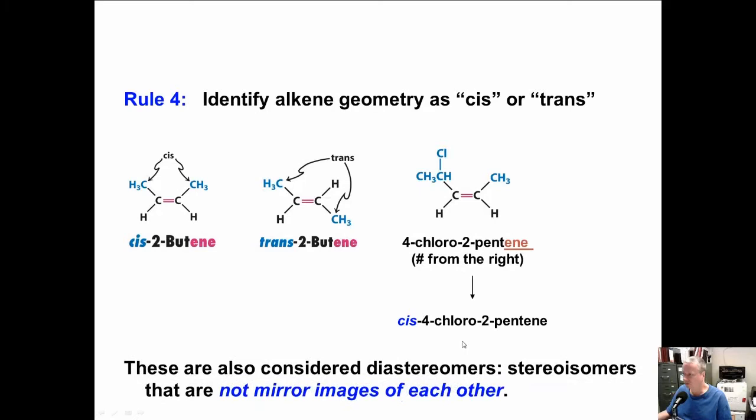The book calls these diastereomers, which are stereoisomers that are not mirror images. I don't like this use of diastereomers. We talk about stereoisomers or diastereomers in chapter 5, where we think about two chiral centers and things that aren't enantiomers. I don't really like this use of diastereomers, but if you're reading along in the book, they're going to call these kinds of things diastereomers as well. It's just a different definition of diastereomers.